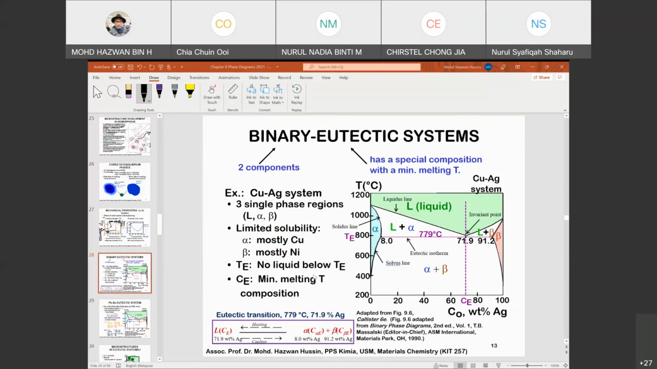All right, so before we move on to the next part of the phase diagram, are there any questions so far? Any questions? Is there anything you want to ask?